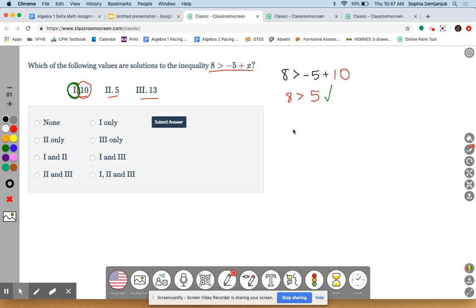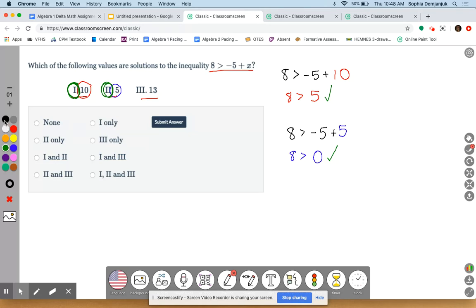I'm going to write down the inequality that I was given again. 8 is greater than negative 5 plus, and instead of writing x again, I'm going to now substitute in my value of 5. Simplifying it now, I have on the right side, negative 5 plus 5 gives me 0. Bring down my 8 and my greater than symbol. Alligator needs to eat the bigger number. 8 is greater than 0. So I can give that one a green check. It's also a true solution.